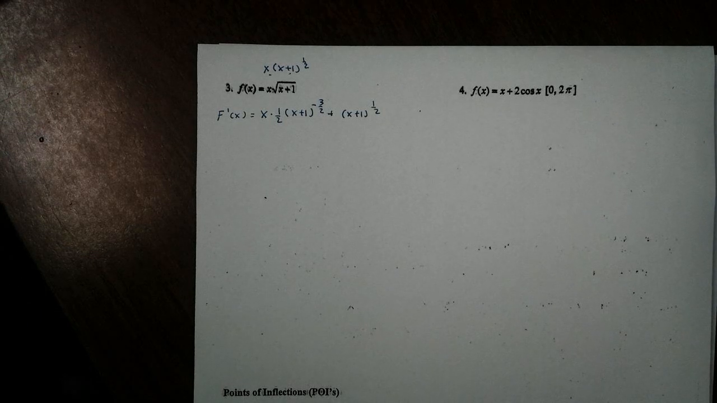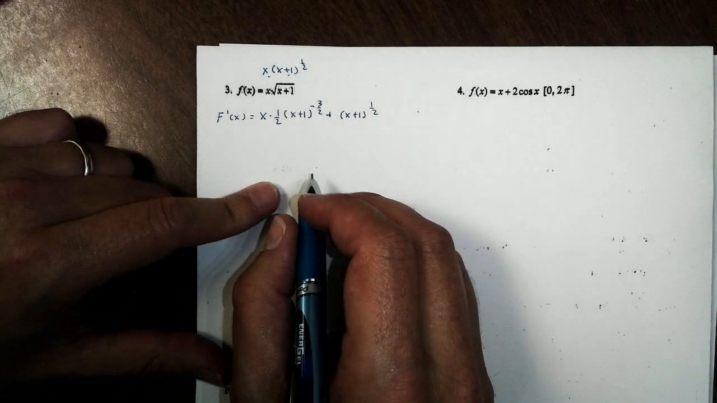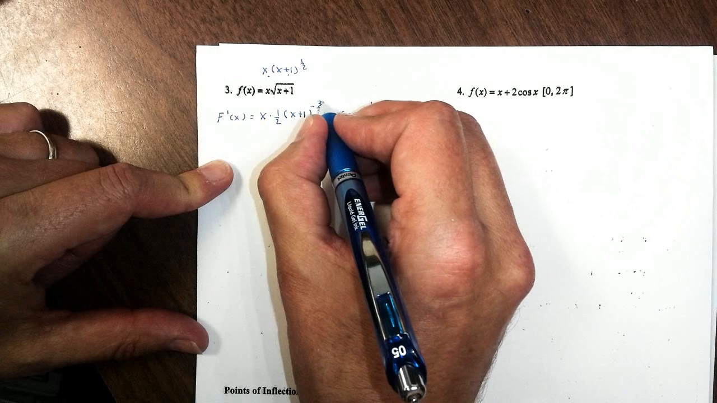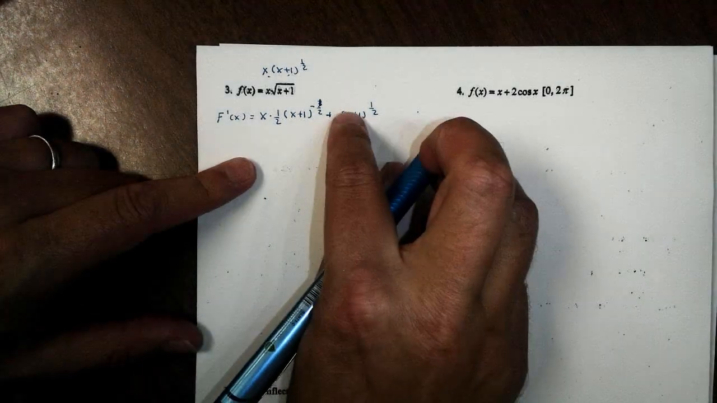Now we have to take the second derivative, and this one is not very fun to do. So, whoops, that should be a negative 1/2 there. Sorry about that. Don't tell my students I made that mistake. That should be a negative 1/2.